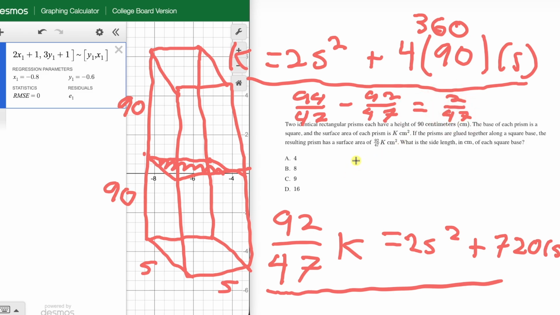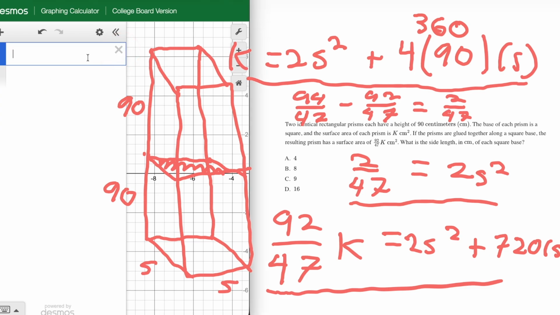So we know that 2/47k is equal to 2s squared, which is the surface area of both of these. This here gives us 3 equations that we can now plug into DESMOS to find the value of s. So now we plug into DESMOS.